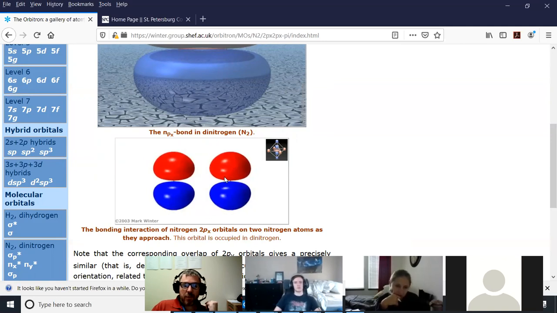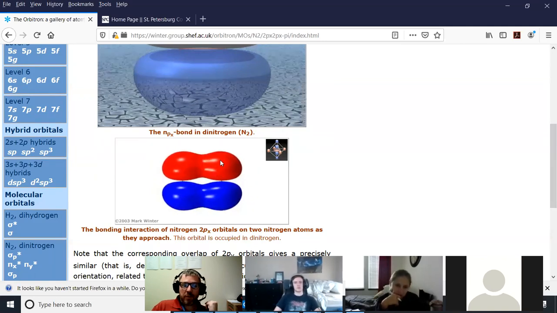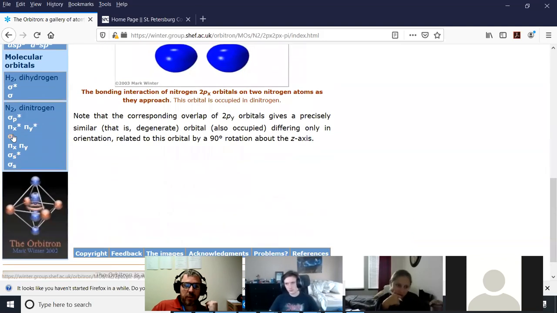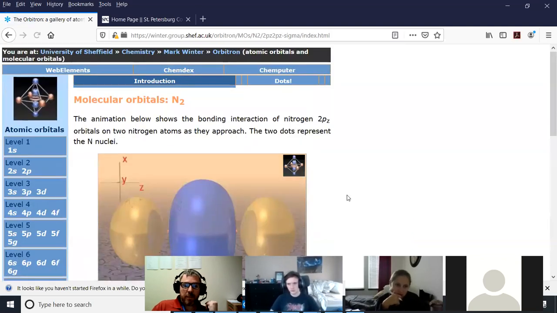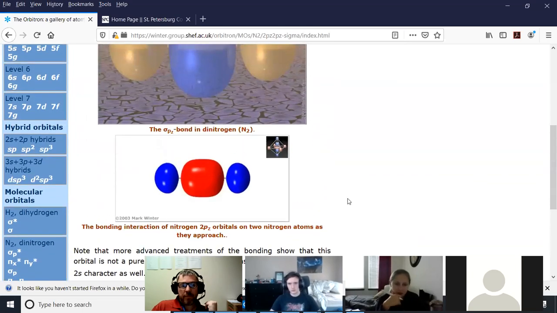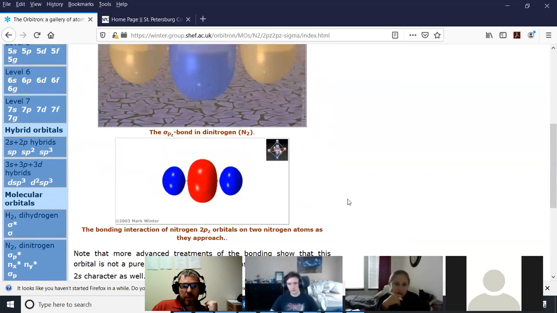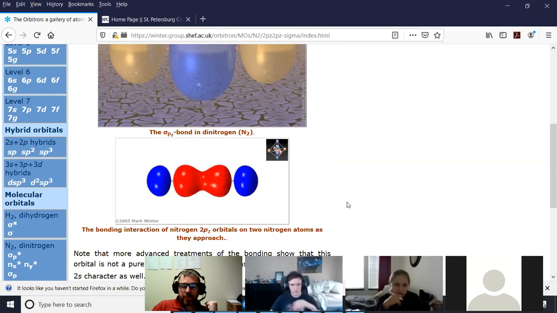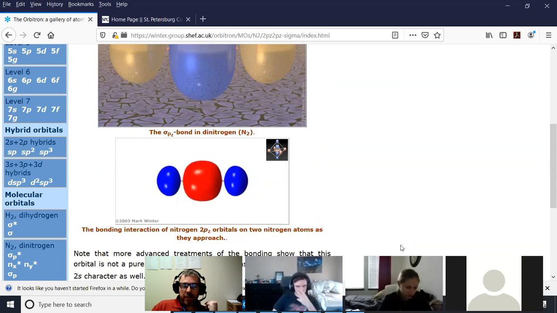But this is special. It only happens for p orbitals that are parallel like this, and not p orbitals that are joining, for example, end to end. Hopefully you can see the difference there. Does anybody have any questions?